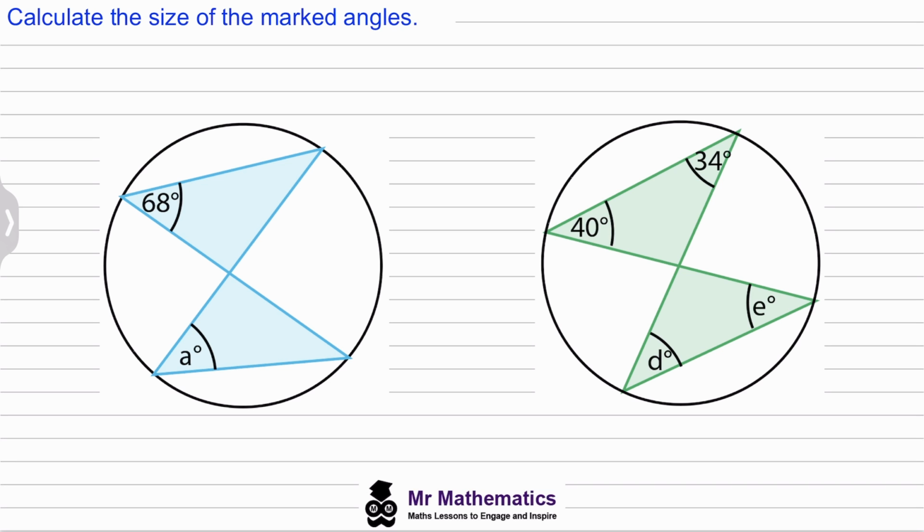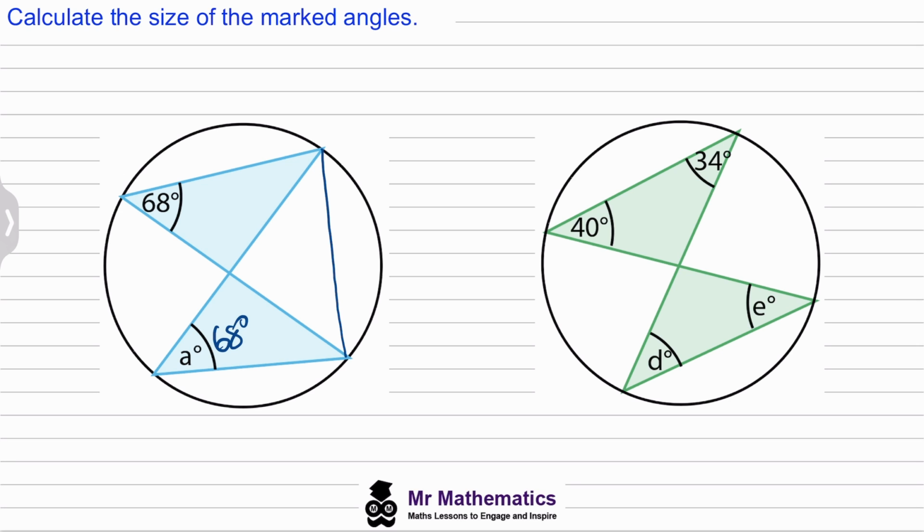Okay, so back to our notebook. We know that angles in the same segment are equal. So if we draw a chord that splits this circle up into 2 segments, we've got the minor segment here, the major segment here. Then we know these 2 angles are angles in the same segment, so they'll be equal to each other. So angle A will be 68 degrees.